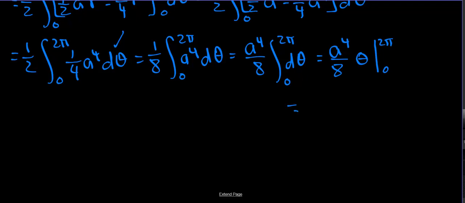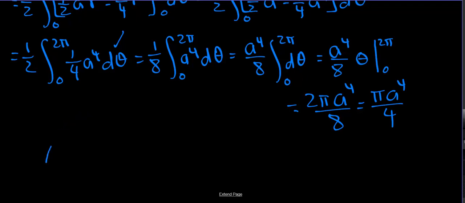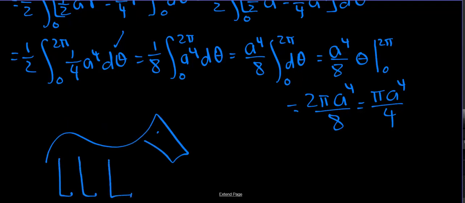And here's the grand finale: 2 pi times a to the 4th over 8, which is going to give us pi times a to the 4th over 4. And that is an example of how we would use the divergence theorem. Yeah, right there. A little bit of artwork to celebrate. There we go.